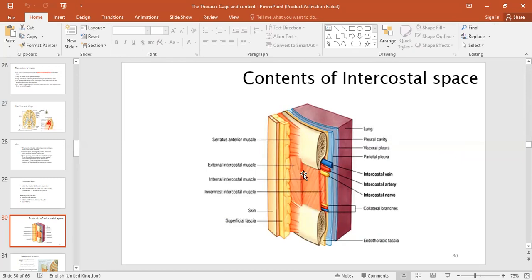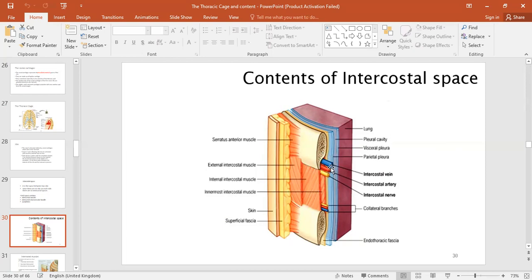External intercostal muscle, internal intercostal muscle, and innermost intercostal muscle. In addition to that, we have the neurovascular bundle found in between the ribs, in the intercostal space. Neurovascular bundle: neuro, nerve; vascular, these two vessels, then as a single bundle. So this is called the neurovascular bundle.